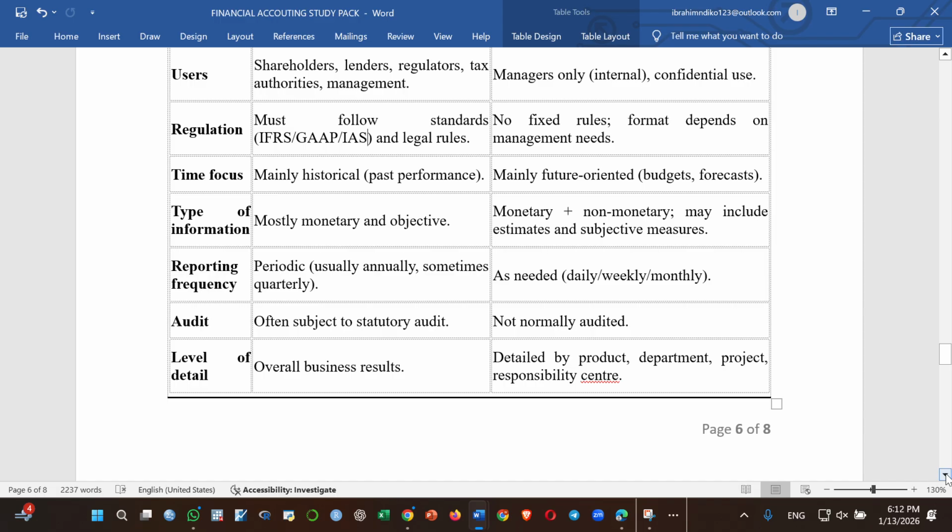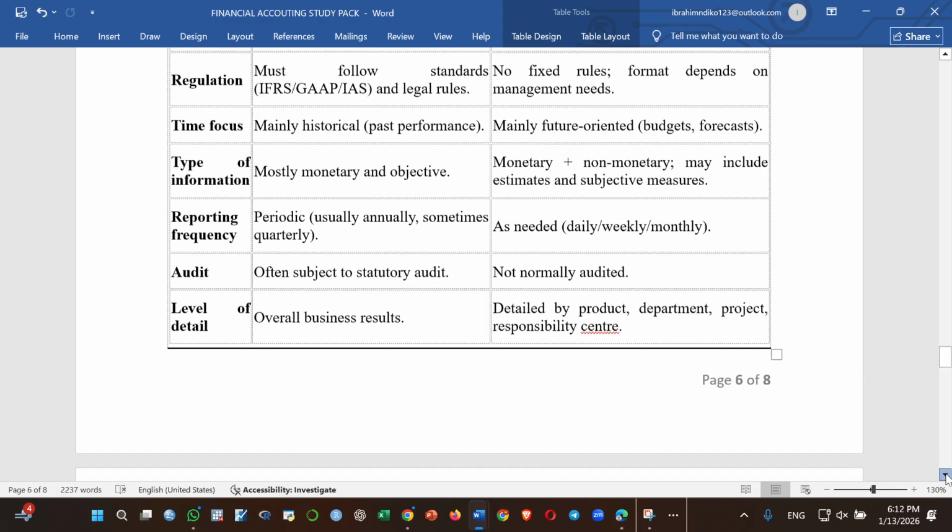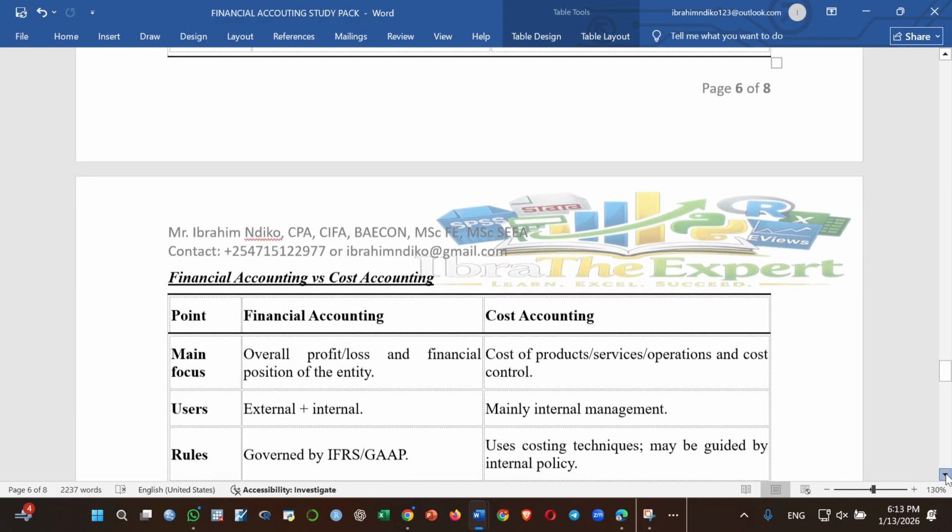For example, the finance department can provide the information, yet the procurement department has not provided its information. But financial accounting combines all the departments together to form one result. So it is for the business as a whole for financial accounting, while for management accounting, it is only for the department, sorry, or project or the center.